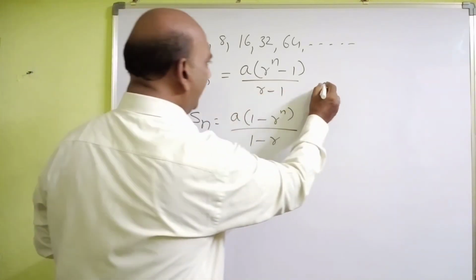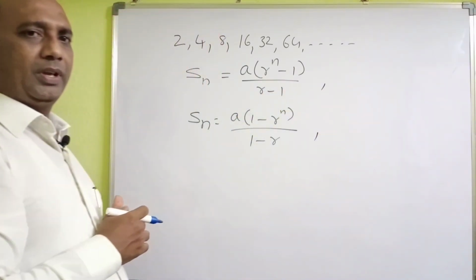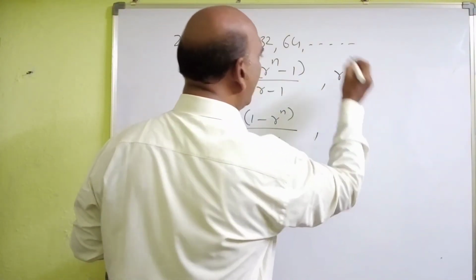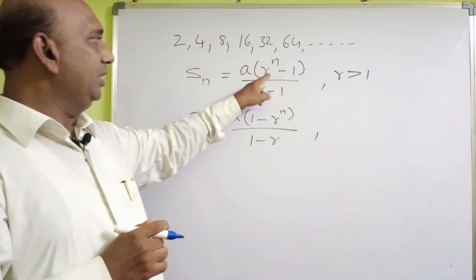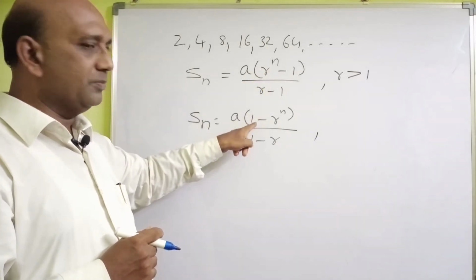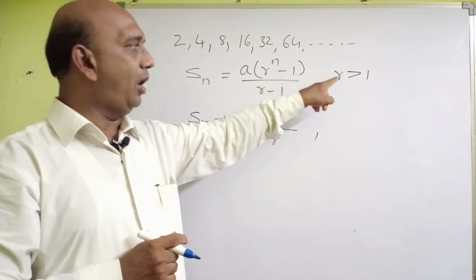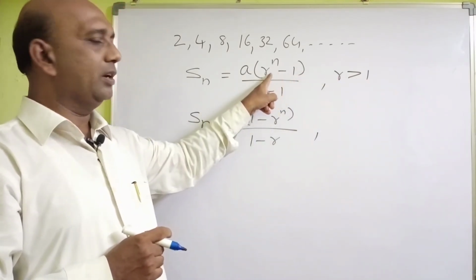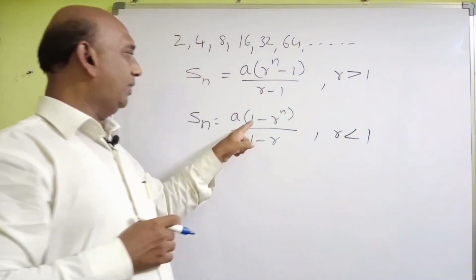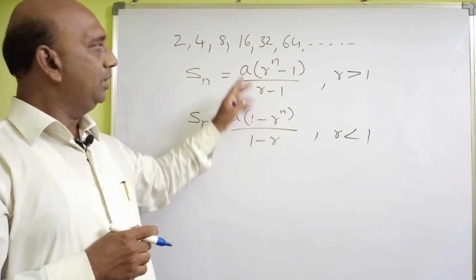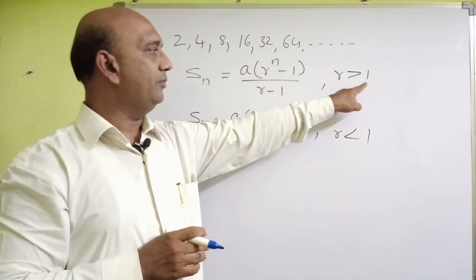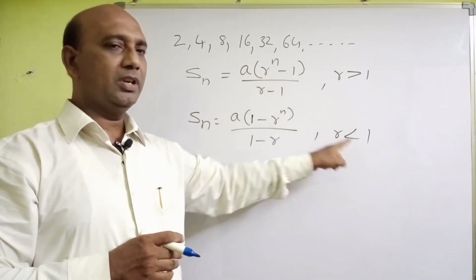So, after finding the common ratio, if the common ratio is greater than 1, in this formula r will come first. In this formula 1 comes first. That is, if r is greater than 1, r will be there in this formula. If r is less than 1, 1 will come first here. So these are the two formulas which depend on the common ratio. If r is greater than 1, this is the formula. If r is less than 1, this is the formula.